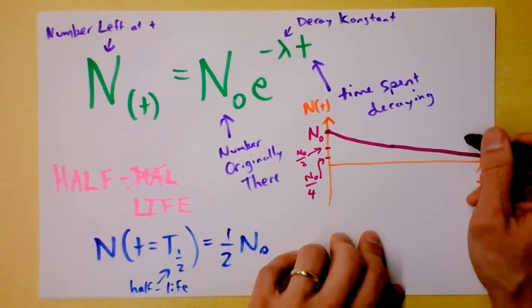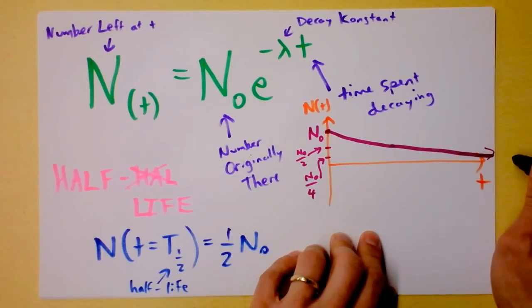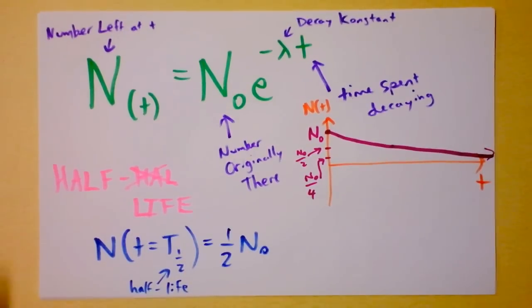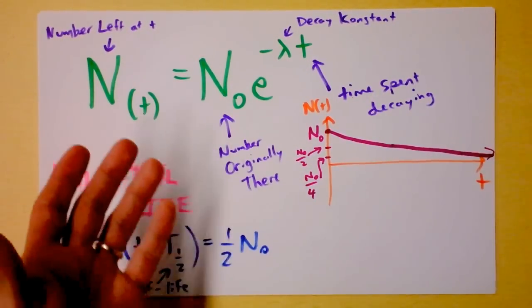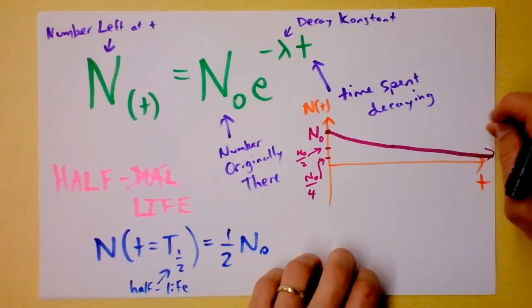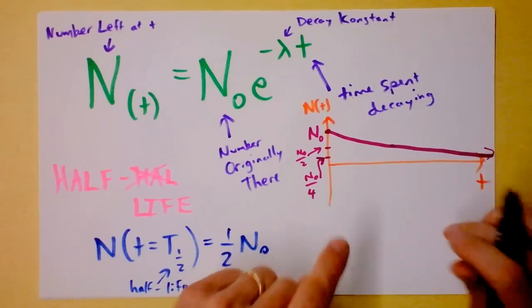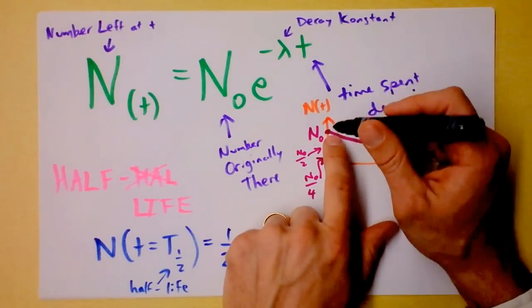But this is asymptotic here. It will never reach the axis. We will never run out of rabbits. Now, with rabbits, you really can count your rabbits, but if you have billions and billions of nuclei, that radioactive sample will, in principle, if you have an infinite number of nuclei, it will be radioactive forever. But its activity is decaying as a function of time.